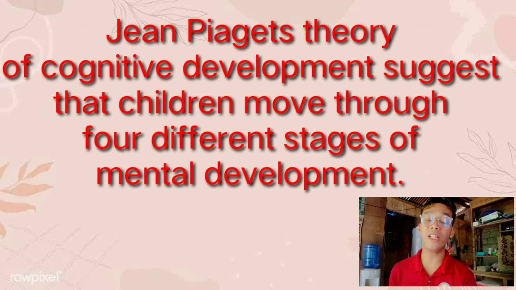According to Jean Piaget's theory of cognitive development, children move through four stages of mental development. His theory focuses not only on understanding how children acquire knowledge, but also on understanding the nature of intelligence.